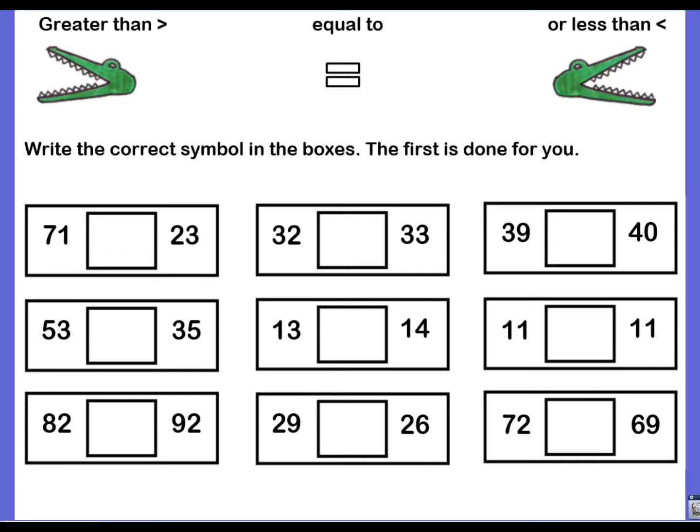Here's a little exercise for you to have a go at. Sometimes people remember greater than and less than as crocodile mouths, where greater than is the big end or the open mouth of the crocodile, and less than is the small end of the crocodile. So the crocodile always bites the bigger end. And don't forget, we also have our equal sign that all of you should be well familiar with.